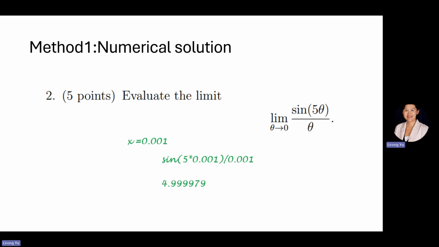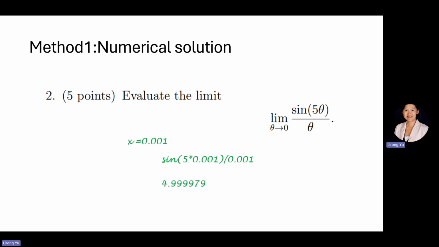You can calculate sine of 5 times 0.01, making sure you have the appropriate parentheses, divided by theta, which is 0.01 here. Using your calculator, you're going to get 4.99979. That is, of course, not the exact answer for the limit, but it's quite close. We picked a number that's really small and almost 0, so I think the answer to the limit calculation should be 5.